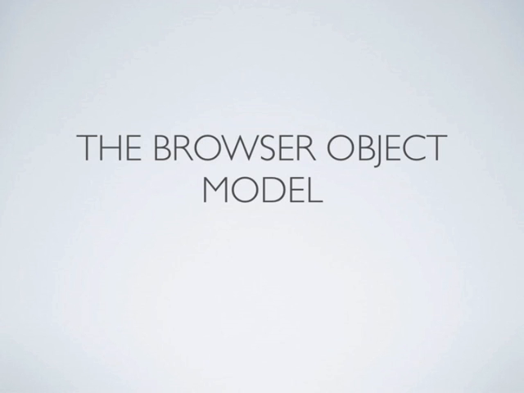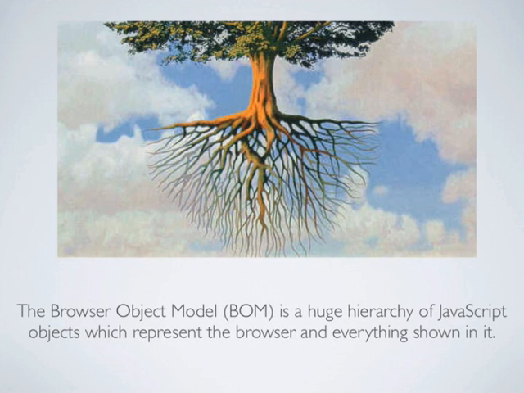Hello again, everyone. This week we are going to be talking about something wonderful called the Browser Object Model. The Browser Object Model is basically a huge collection of JavaScript objects that the browser automatically constructs and makes available to us through our JavaScript code.